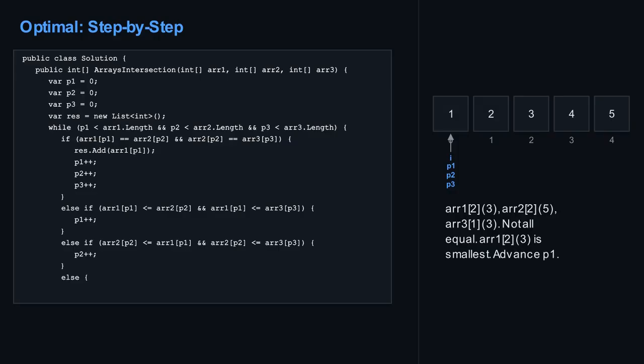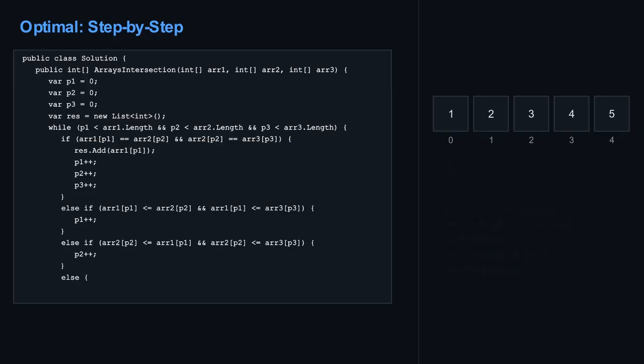Now array 1 has 3, array 2 has 5, array 3 has 3. Smallest is 3 in arrays 1 and 3. Advance those pointers. Array 1 has 4, array 2 has 5, array 3 has 4. Smallest is 4. Advance pointers for array 1 and 3.